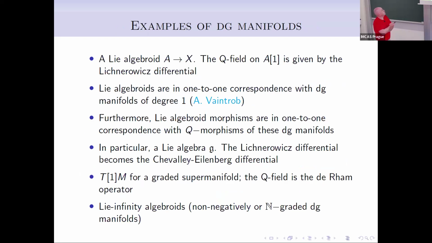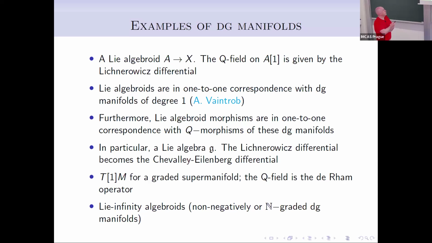So the examples of DG manifolds. The known examples are due to Arkady Vaintrob from 1997, that Lie algebroids can be viewed as Q manifolds of degree 1, and the other way around, every Q manifold of degree 1 gives us a Lie algebroid by use of the derived bracket. And in one direction, the construction is the Chevalley-Eilenberg-Lichnerowicz type differential on the differential forms on A, and in the opposite direction, it's given by the derived bracket.